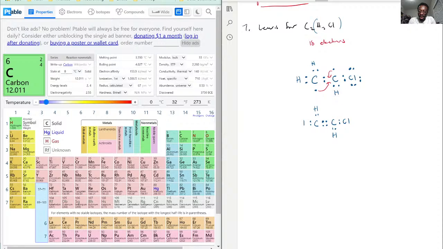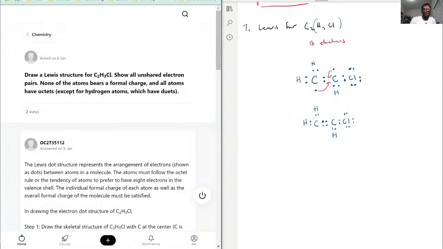Then we fill in like that. But it asks us specifically to show all unshared electron pairs, which is what we've done here. I just like to show the shared ones as well. So this should be the Lewis structure. We're not done quite yet. We need to first calculate the formal charges. So with that being said, let's start with the carbons.